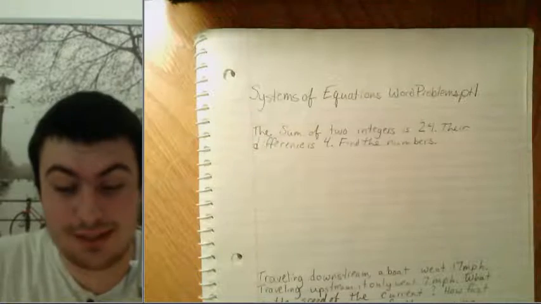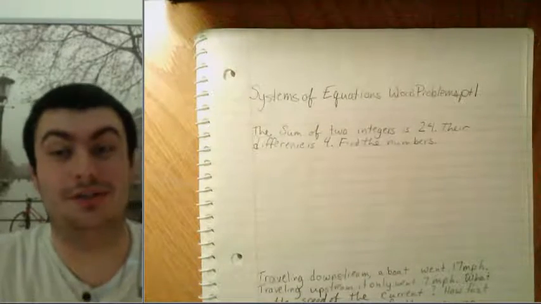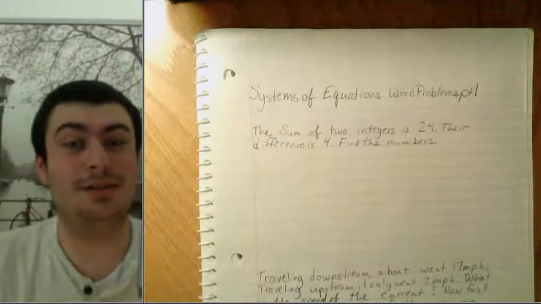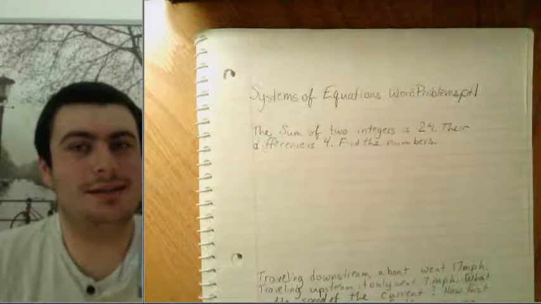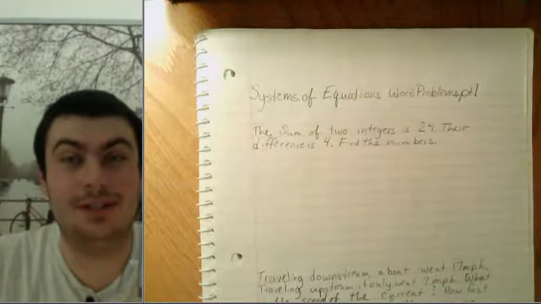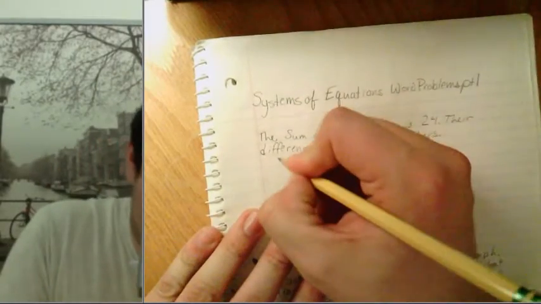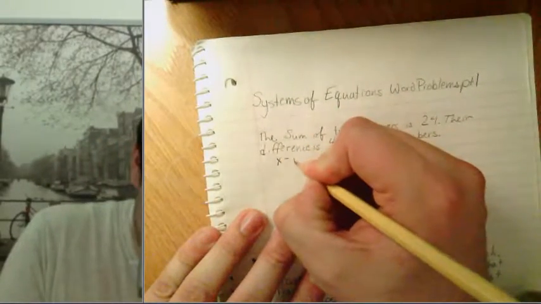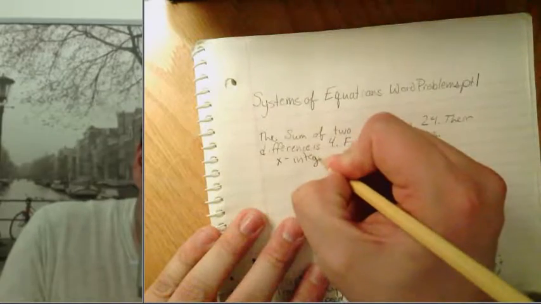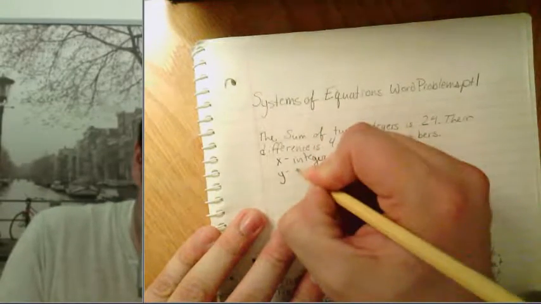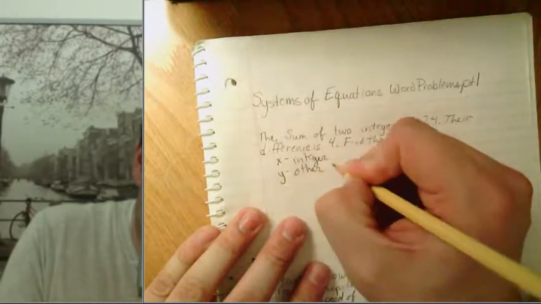The sum of two integers is 24. Their difference is 4. Find the numbers. Pretty straightforward task. First step, remember we read the question. Second, we need to define our variables. So I'm going to say x, integer, y, the other integer.